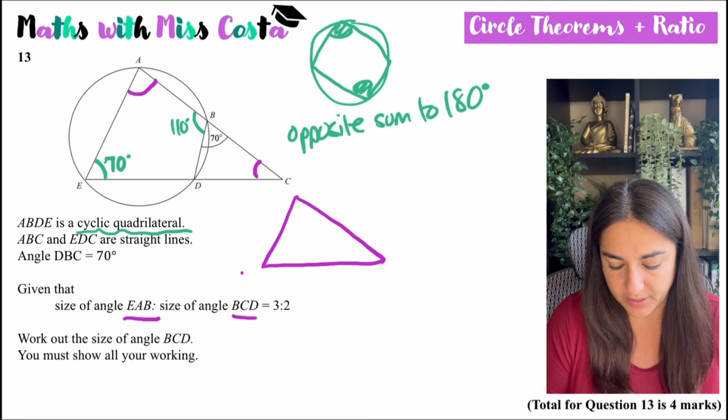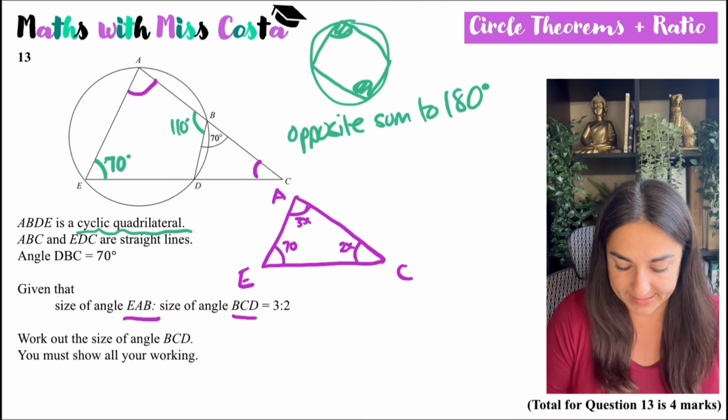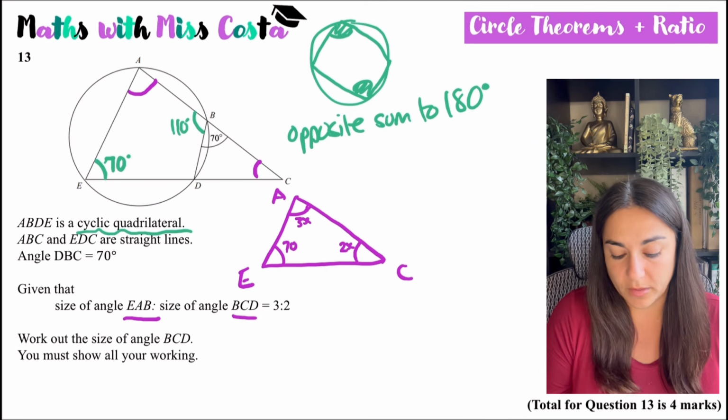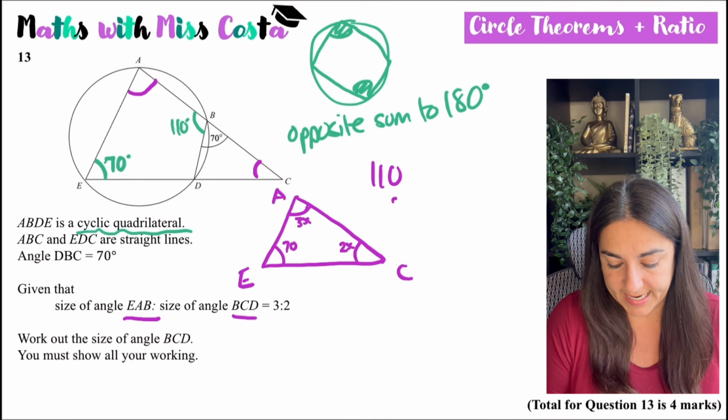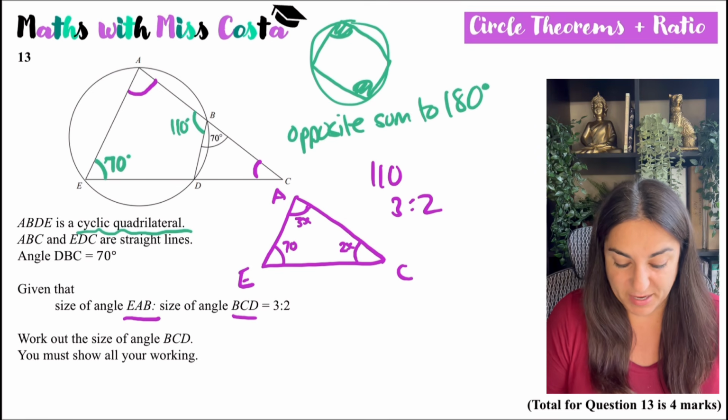So I've got this triangle EAC. I know that this angle here is 70, and this angle here is going to be 3 lots, and this is going to be 2 lots. So I can just write it in algebra just to make my life easier. I could have also subtracted from 180 and then split 110 into the ratio 3:2. You do whichever method works best for you, but this method also works.